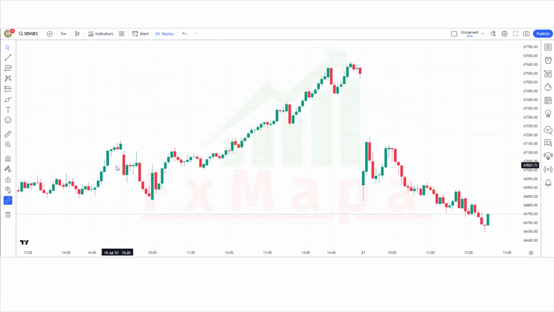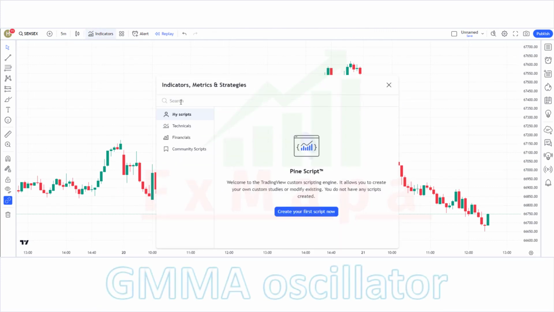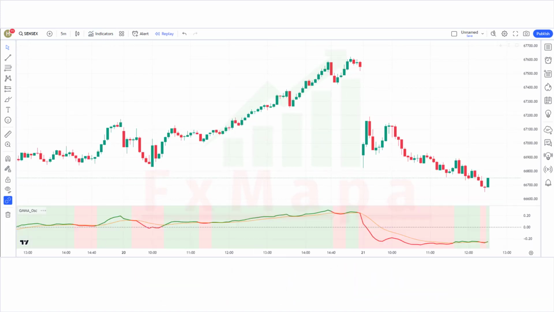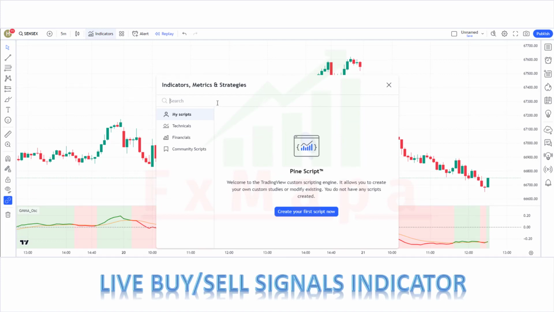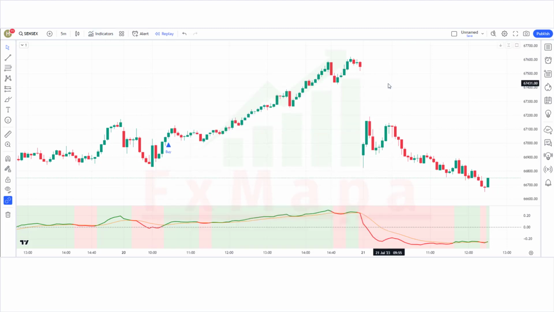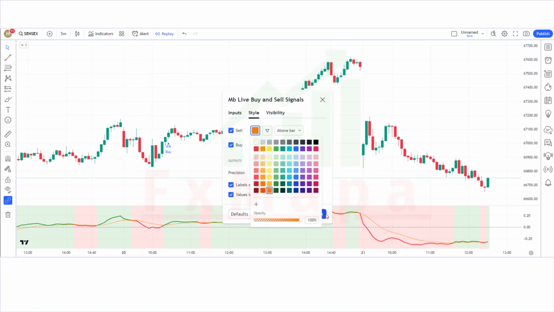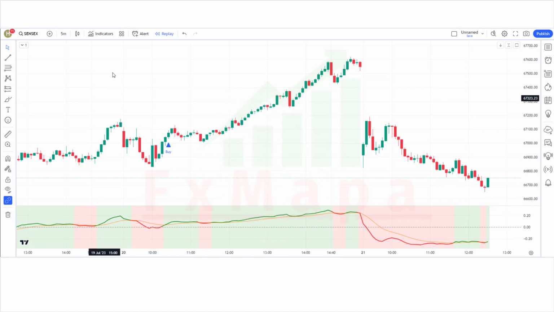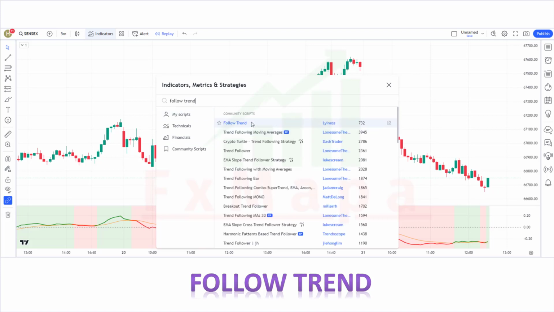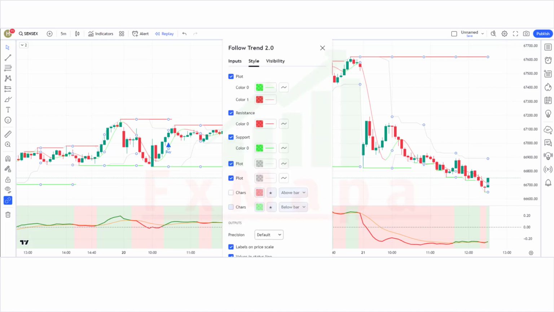So let's get started. In this setup we would require 3 oscillators here. First indicator name is GMMA oscillator. Second indicator name is live buy and sell signals indicator. Keep the indicators setting as I have shown here. Third indicator name is follow trend. Keep the indicators setting as I have shown here.